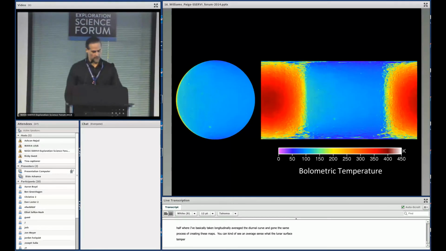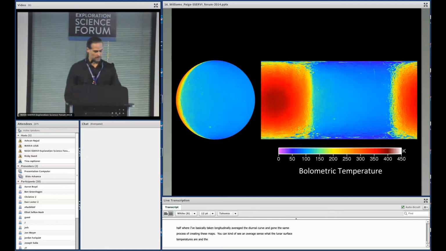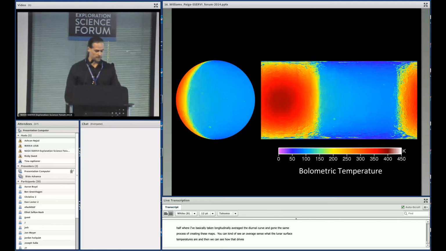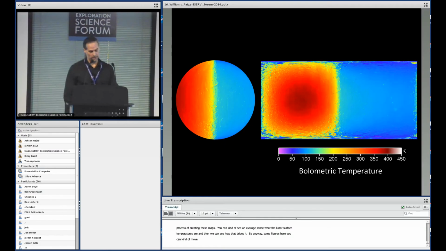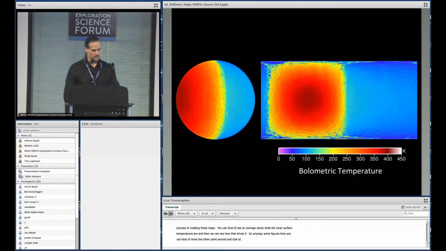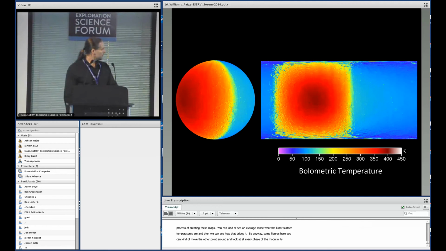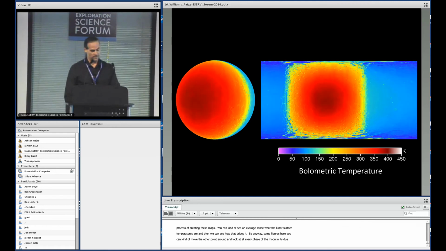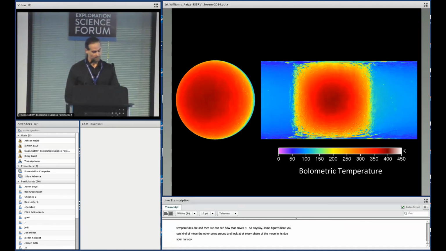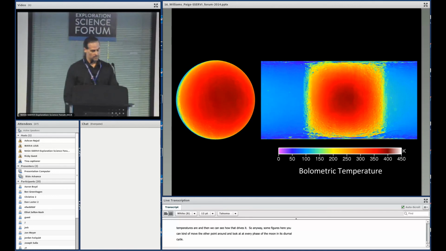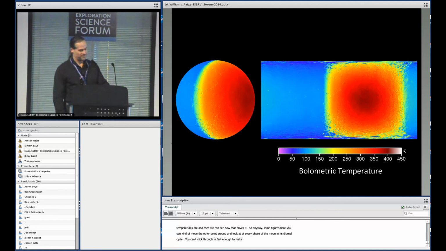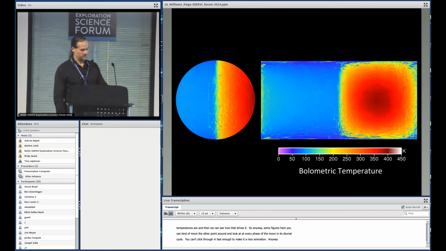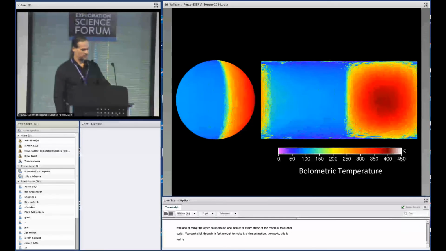So I made some figures here where you can move the subsolar point around and look at every phase of the moon in its diurnal cycle. Of course, you can't click through this quickly enough to make it a nice animation. This is really slow.